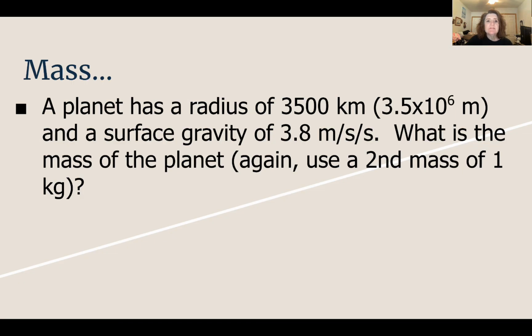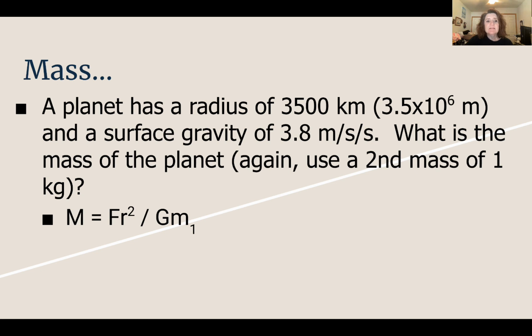A planet has a radius of 3,500 kilometers. That would be 3.5 times 10 to the 6th meters. And a surface gravity of 3.8 meters per second per second. What is the mass of the planet? Again, we're going to use the second mass as a mass of 1 because we're finding the attraction for any object on the surface as well as the mass of the planet itself.